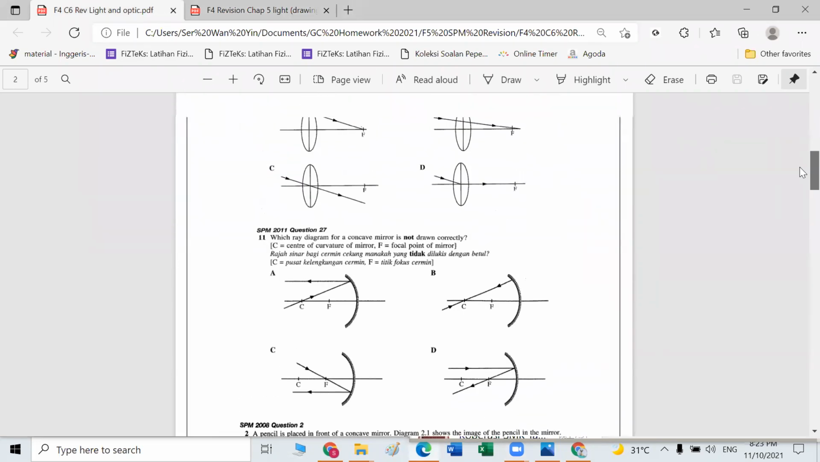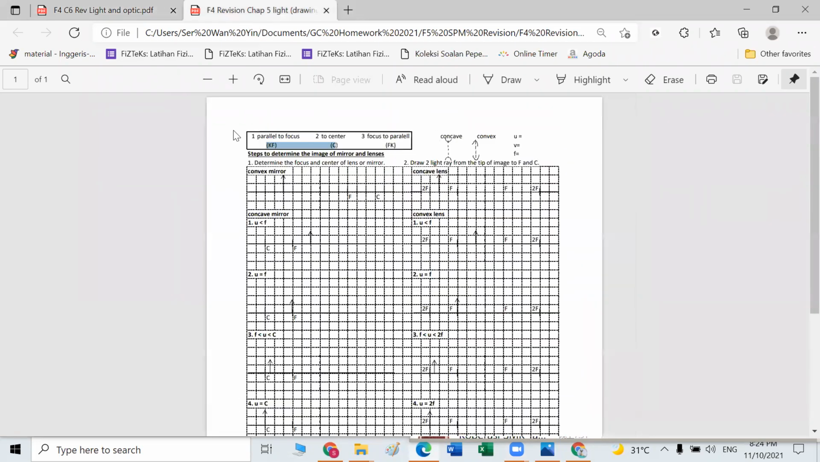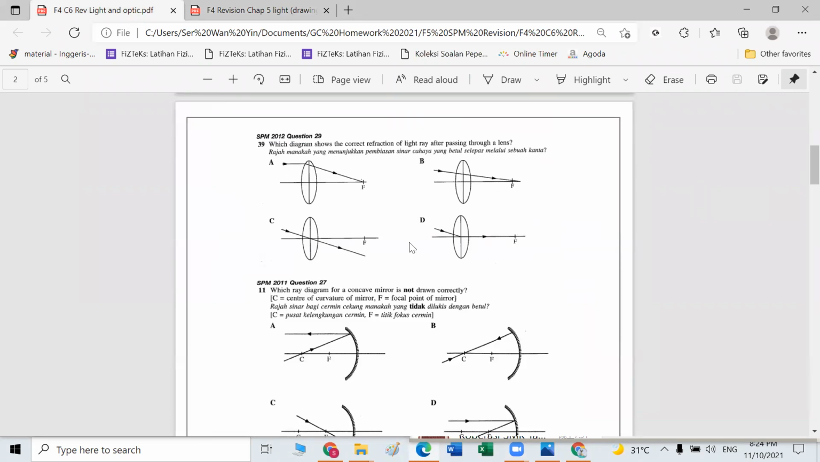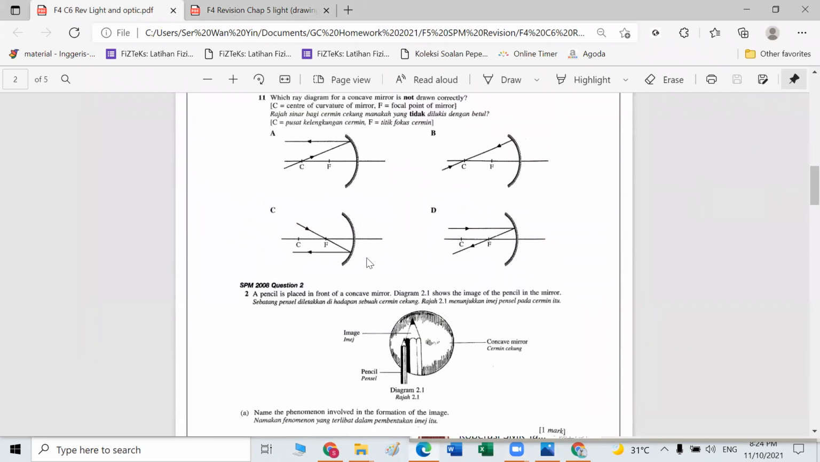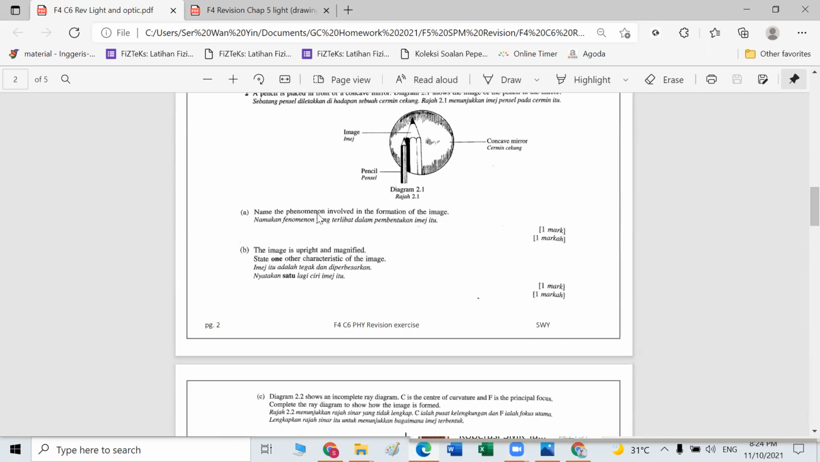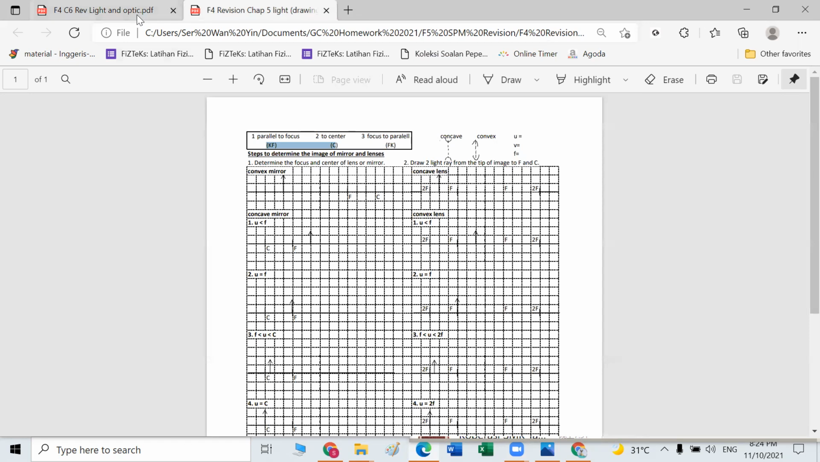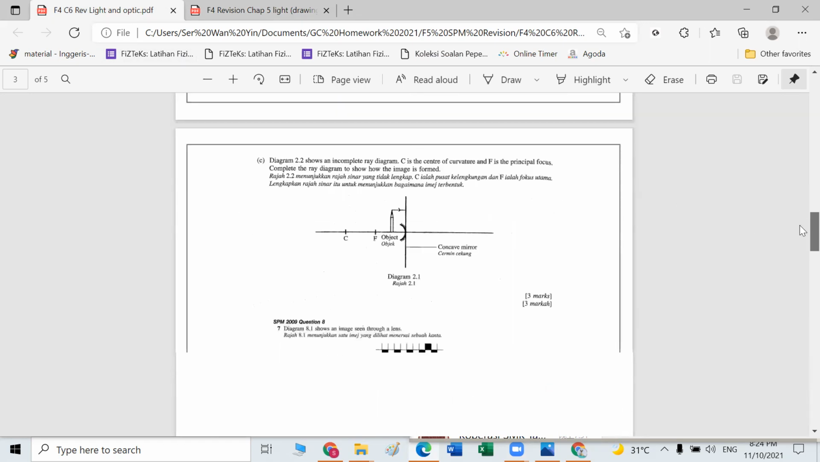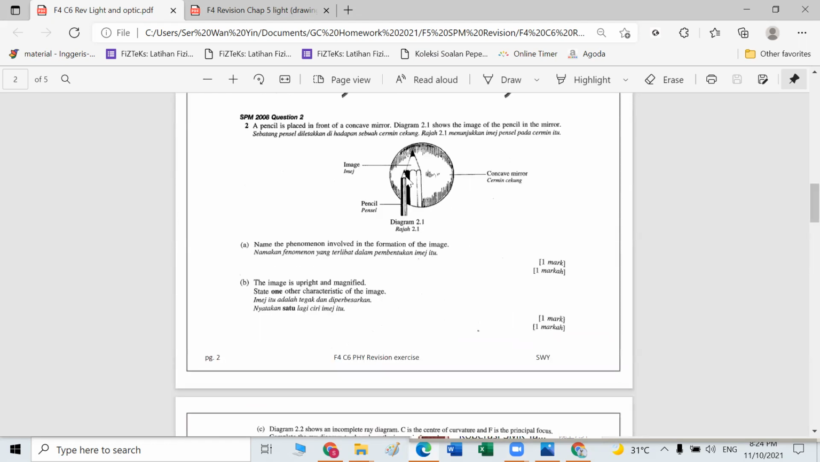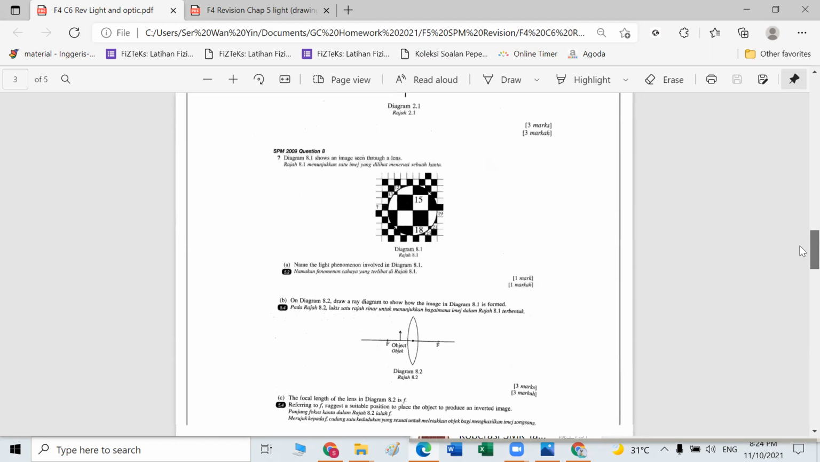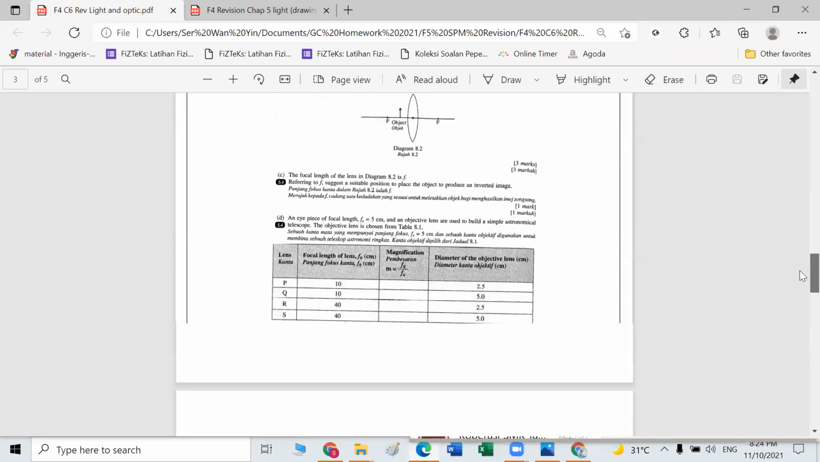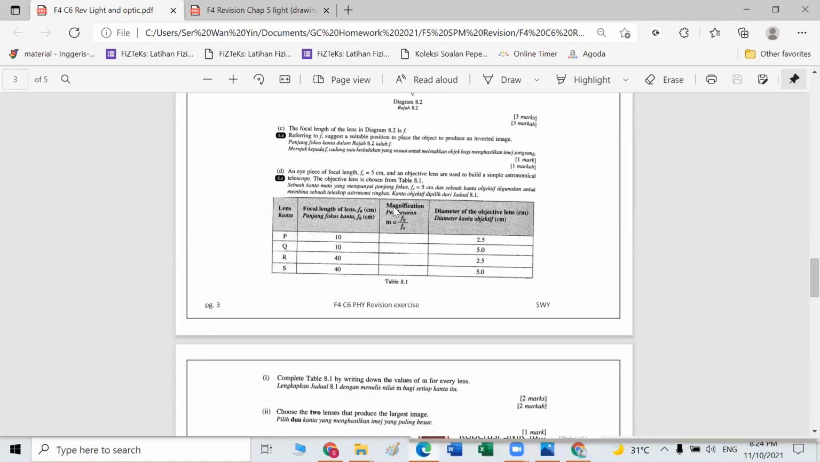What is this? After you know what is KFC, then it's like a piece of cake for you. This is also KFC. Then name this phenomenon and state one characteristic of image. So once you can draw this, this kind of question would be a piece of cake for you. You can see this is mirror, magnify the image. This is lens, magnify the image. And how to answer this? Magnification.